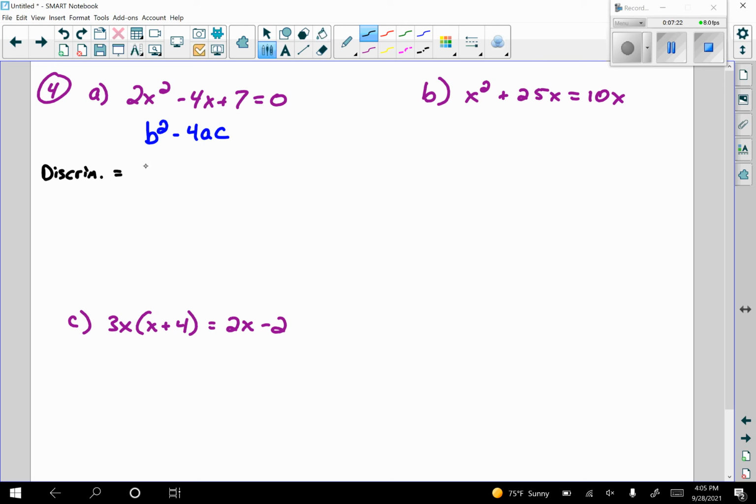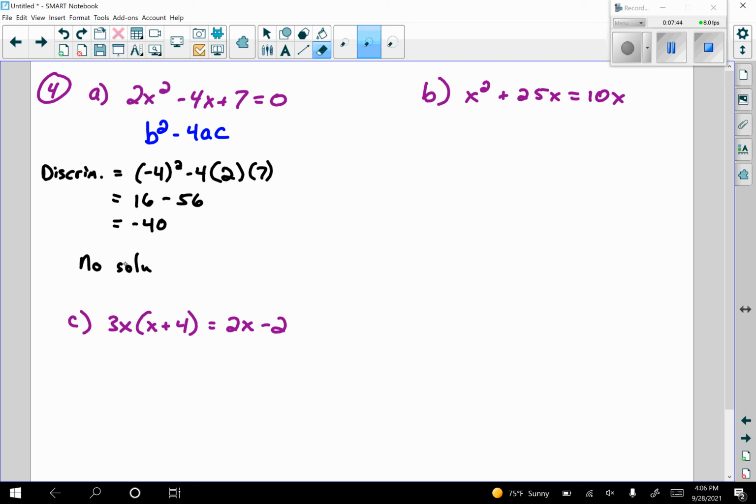So b is negative 4, so we'll have negative 4 squared minus 4 times a, which is 2, times c, which is 7. So this gives us 16, and this is 8 times 7, so we get 56, so we get a negative 40. So when our discriminant is less than 0, we have no real solutions, or just no solutions. Because what this means is we're going to end up taking the square root of a negative number, so we actually have 2 complex solutions, but we're just trying to say 2 non-real solutions.